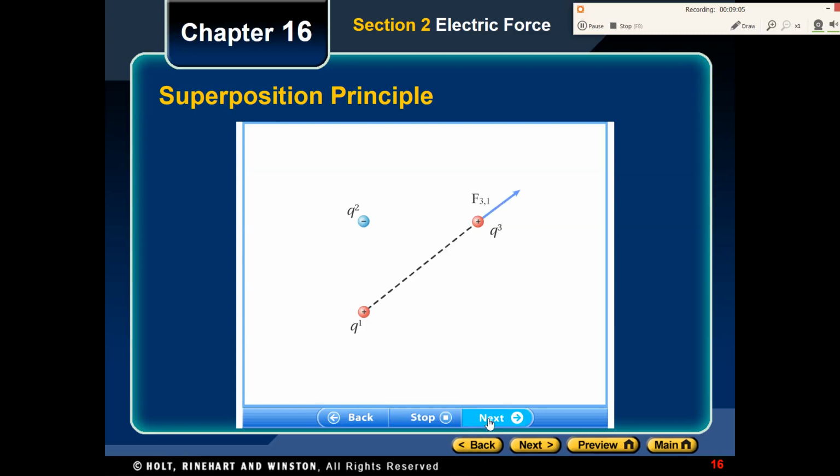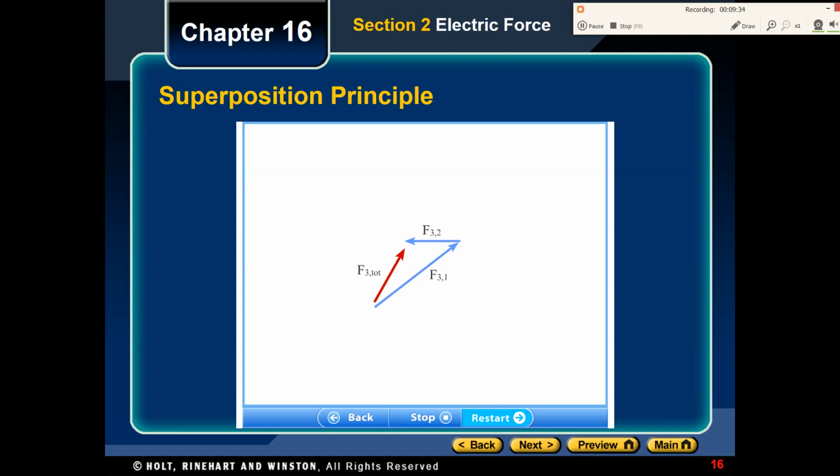Because Q3 and Q1 are both positive charges, they repel each other. The direction of this force lies on the same line that joins Q1 and Q3. Q3 and Q2 have opposite charges, so they attract each other. The direction of this force lies on the same line that joins Q2 and Q3. The resultant force on Q3 is the vector sum of these two forces.